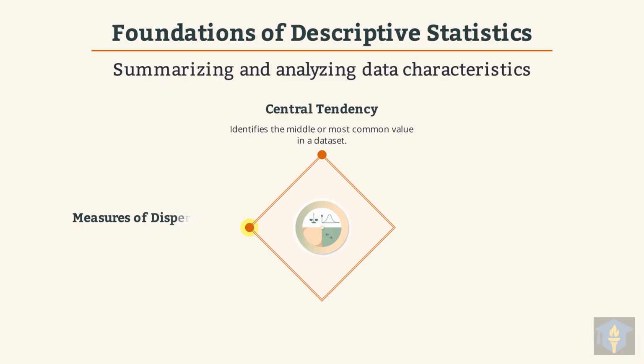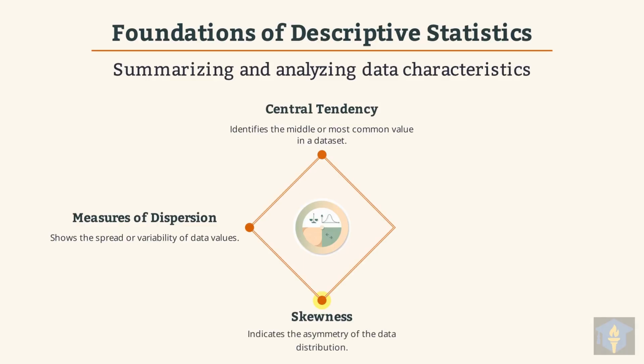Next, we'll examine measures of dispersion, telling us about the spread of our data. These measures are crucial for showing the extent of spread or variability among the different data values. Then, we'll look at skewness, which describes the symmetry or asymmetry of data distribution. Skewness specifically indicates the degree of asymmetry present in the overall distribution of your data.